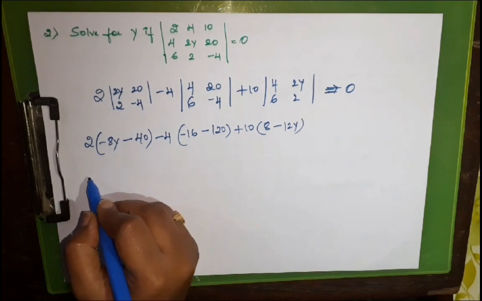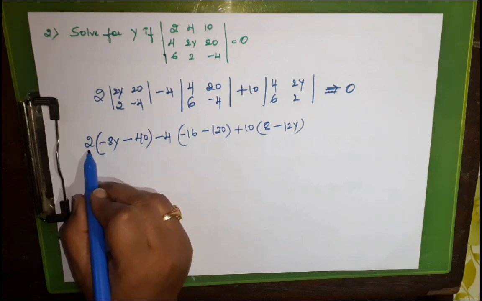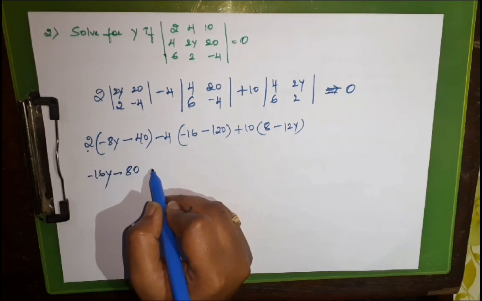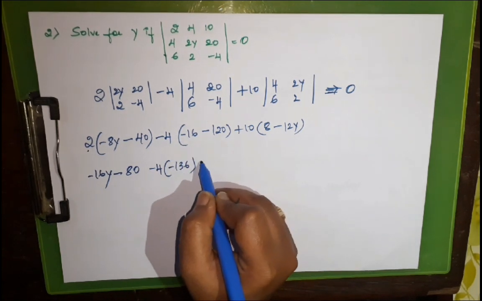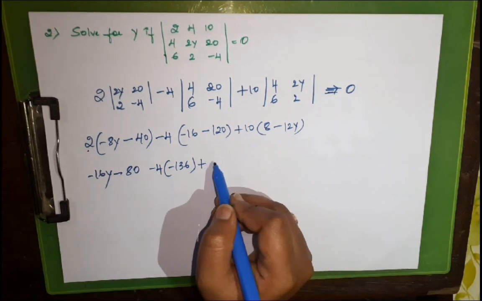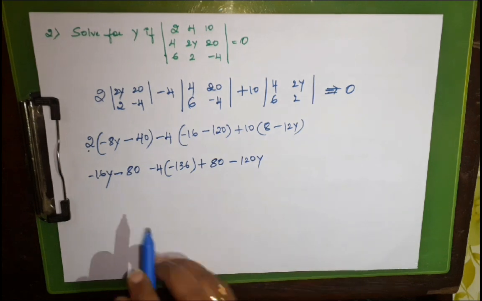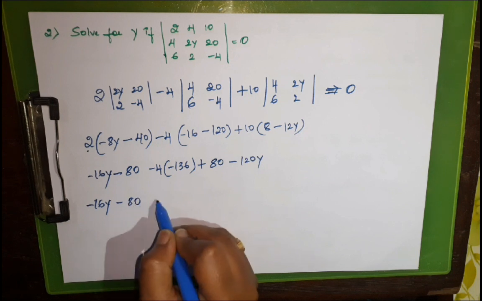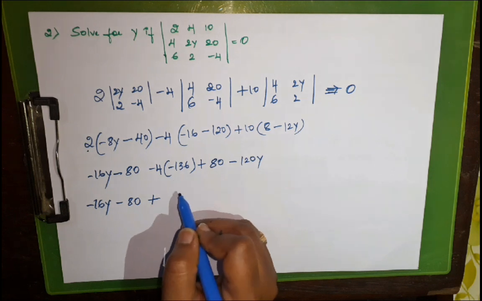Next, first thing, we can't simplify it. What we have to do is multiply by 2. 2 into minus 8 is minus 16y. 2 into 40 is 80. So minus 4. Here minus 16 minus 120, you will get minus 136. Plus, here also we have to multiply. 10 into 8 is 80, minus 10 into 12 is 120y. So simplify this: minus 16y minus 80. Minus into minus is plus. 4 into 360 is, you will get 480.